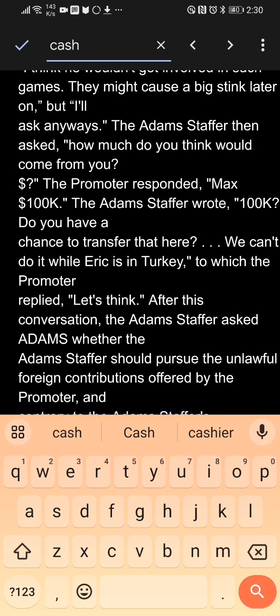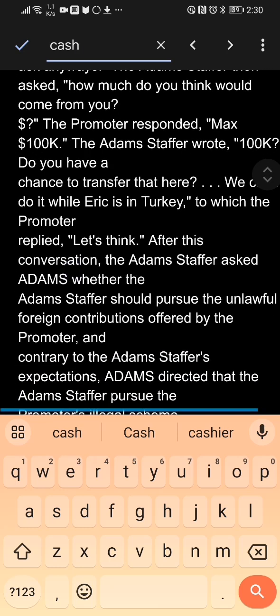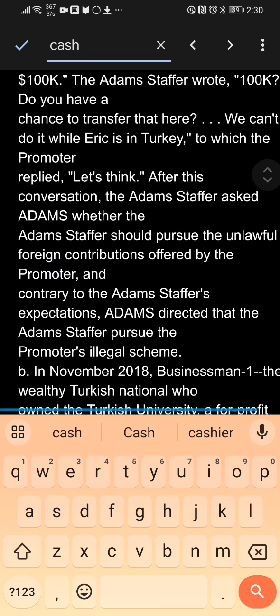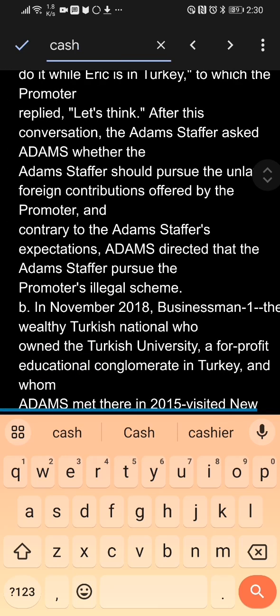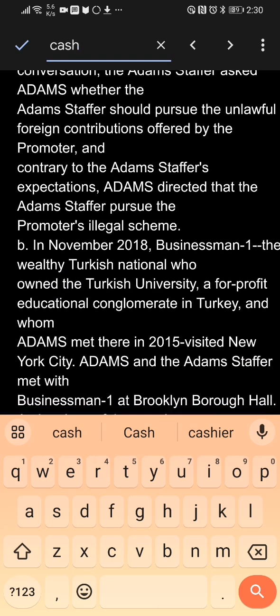let's think. After this conversation, the Adams staffer asked Adams whether the Adams staffer should pursue the unlawful foreign contribution offered by the promoter, and contrary to Adams staffer's expectations, Adams directed that the Adams staffer pursue the promoter's illegal scheme. In November 2018, Businessman 1, the wealthy Turkish national, who owned the Turkish University, a for-profit educational conglomerate in Turkey, and whom Adams met there in 2015, visited New York City.